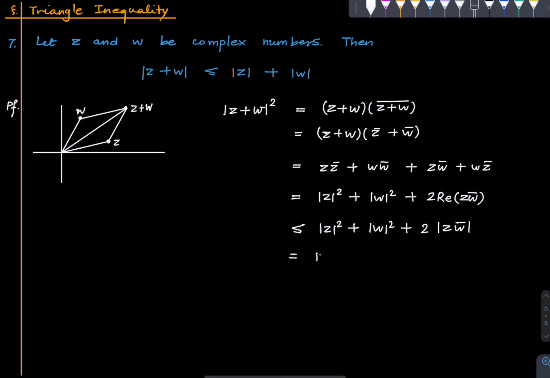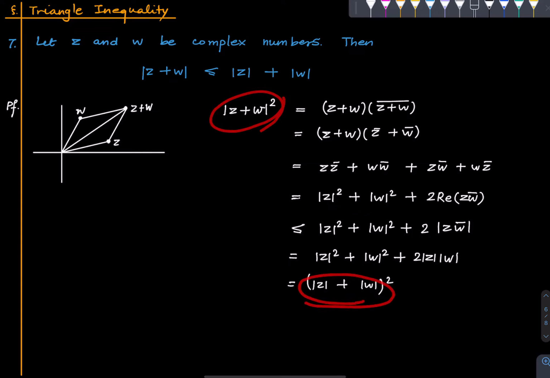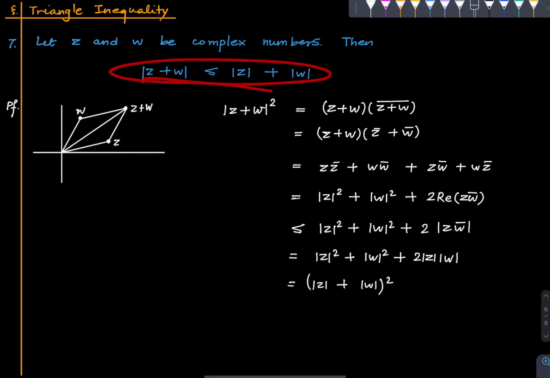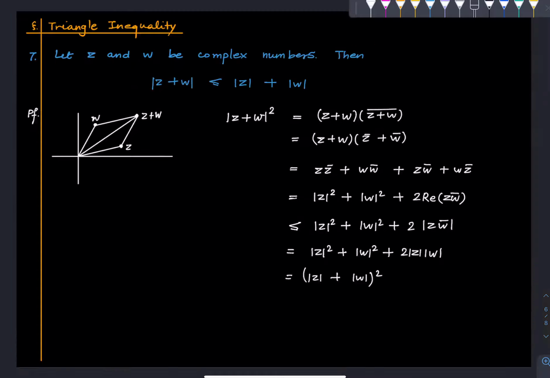So this is equal to mod z square plus mod w square plus twice of mod z mod w bar, but mod w bar is just mod w. So this is equal to mod z plus mod w whole square. And if this is at most that, there is an inequality on the way. So if this is at most that, we immediately get this by taking square root. So this is a very nice proof of triangle inequality. And I guess this is all for this lecture.